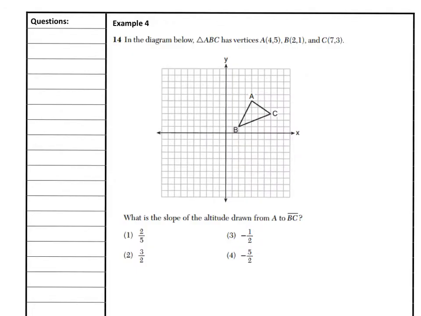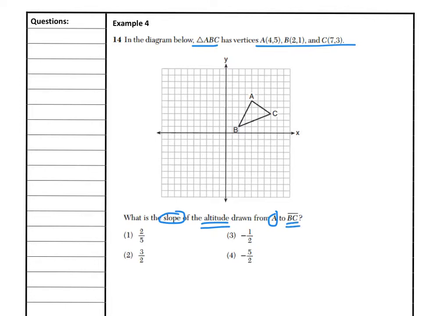Okay, example 14, it's been copy and pasted right from a Regents exam if you can't tell by the difference in font. But example number 14 says, which is really our example 4, in diagram below, triangle ABC has the 3 vertices here. They plotted the points for you. What is the slope of the altitude drawn from A to BC?